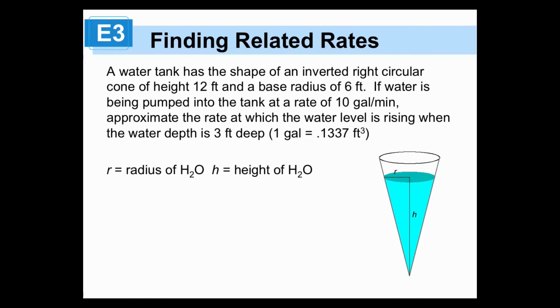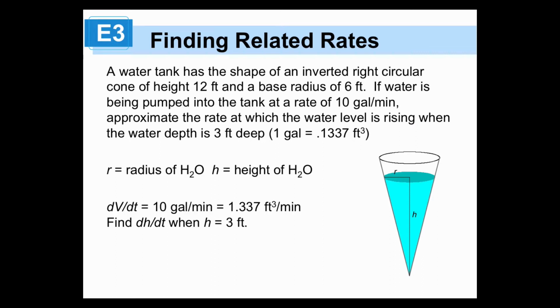I know the water depth is 3 feet. And what am I looking for? The rate at which the water level is rising. Is that dr/dt or dh/dt? dh/dt. So I'm looking for dh/dt when h equals 3. Okay, that's my third step.